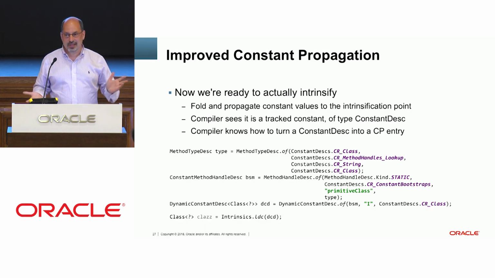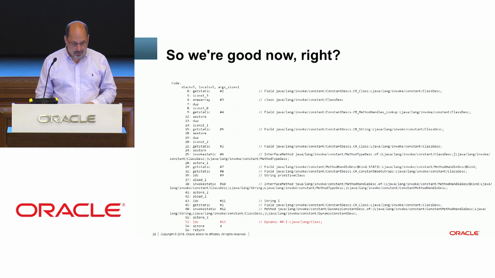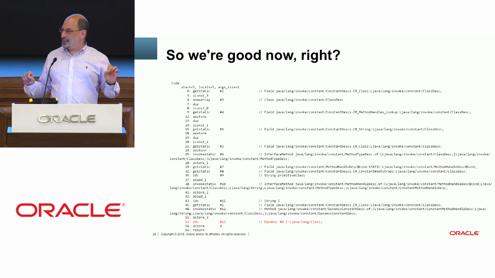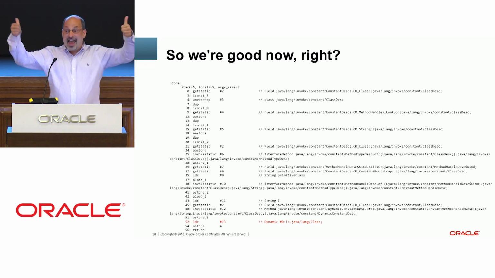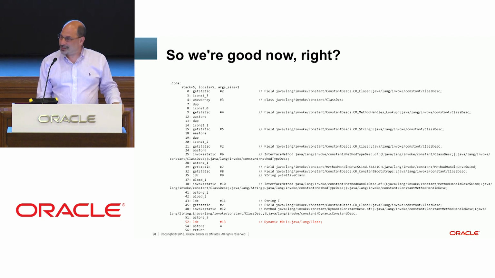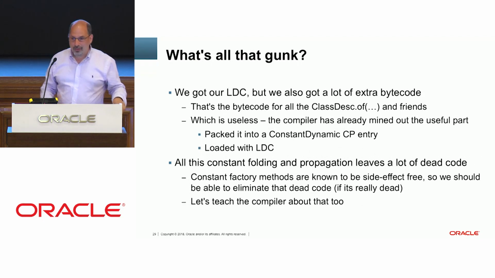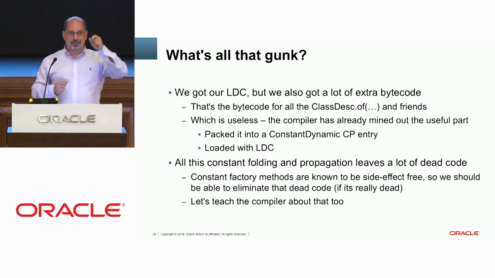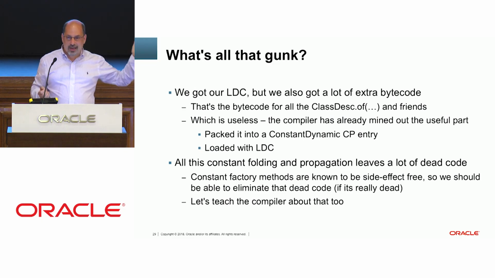So that's pretty cool. And there was really not a lot of rocket science here. It was just applying well-known techniques. So here's the bytecode it generates. Well, that's kind of sad. You can see way at the bottom in the really small type in red, the LDC we wanted. So yay. And then a whole lot of garbage that we didn't want. So what's that garbage? Well, the garbage is the translation of class descriptor.of and method type descriptor.of and all of this setup code we had that was really only there to feed the intrinsic point.